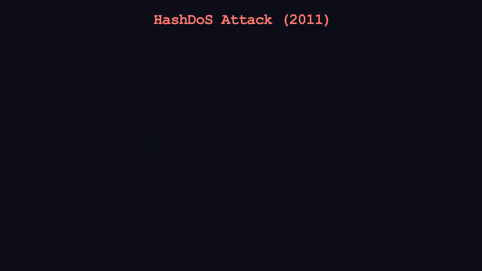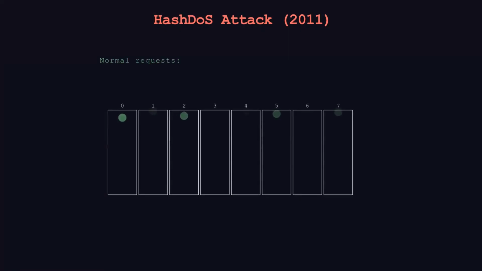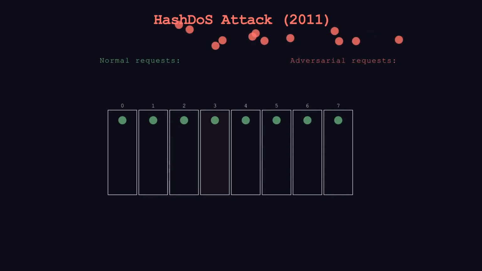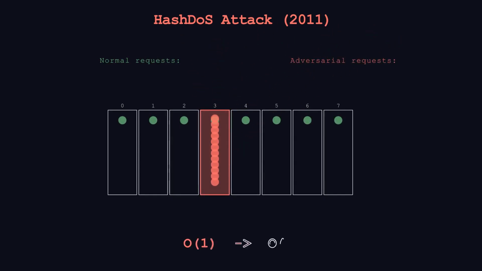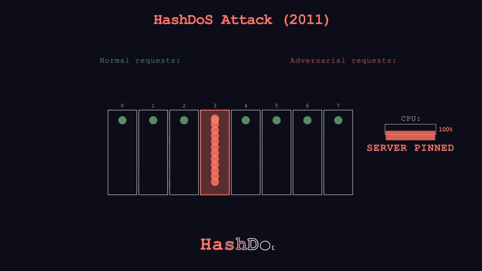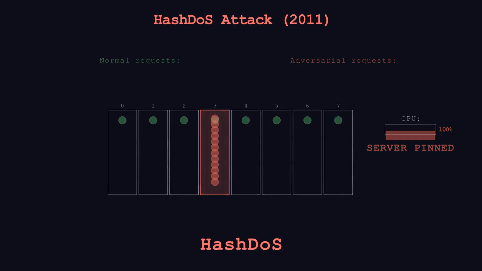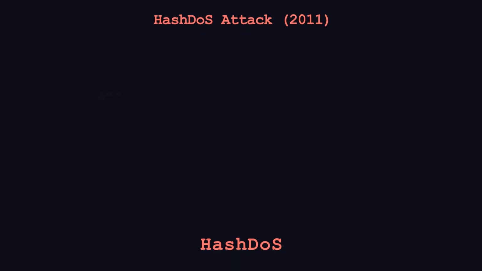In 2011, researchers demonstrated that a single HTTP request, just 100 kilobytes, could freeze a web server for 90 seconds. The attack was simple: craft parameter names that all hash to the same bucket. Suddenly, O of 1 becomes O of n. Repeat that across every lookup, and the server is pinned. This is called hash DOS, and it affected virtually every major language: Java, Python, Ruby, PHP, JavaScript.